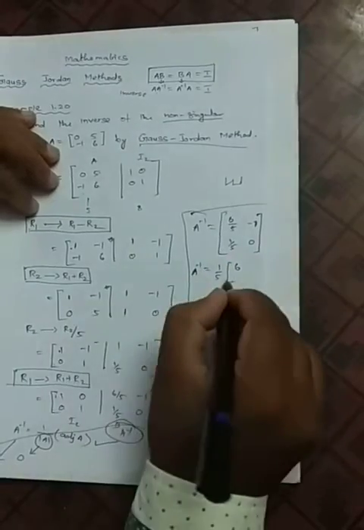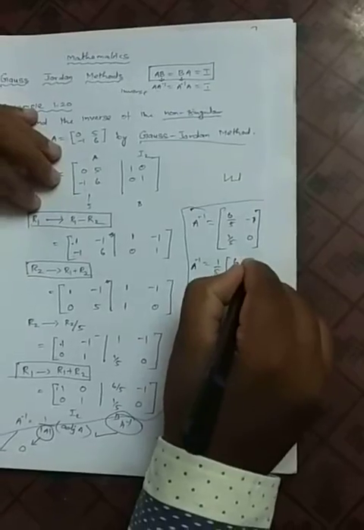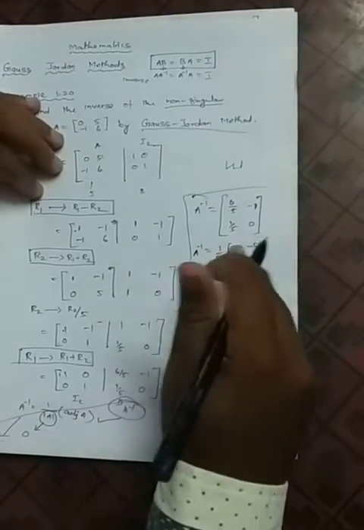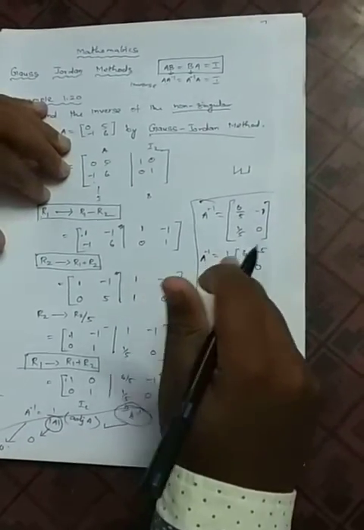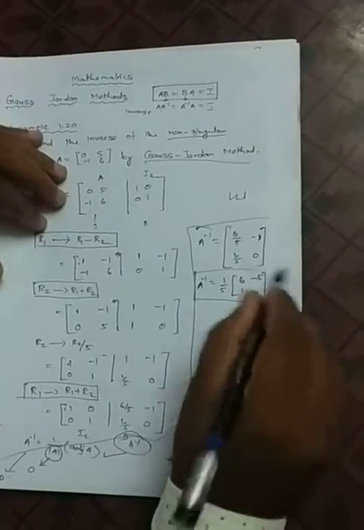Here 5 is taken, now 1 will come. Here 0, no need to problem. Only this is there, so that's why multiply by minus 5. Then multiply this scalar 1 by 5 into minus 5, minus 1 will come. So in this format will be your book back answer.